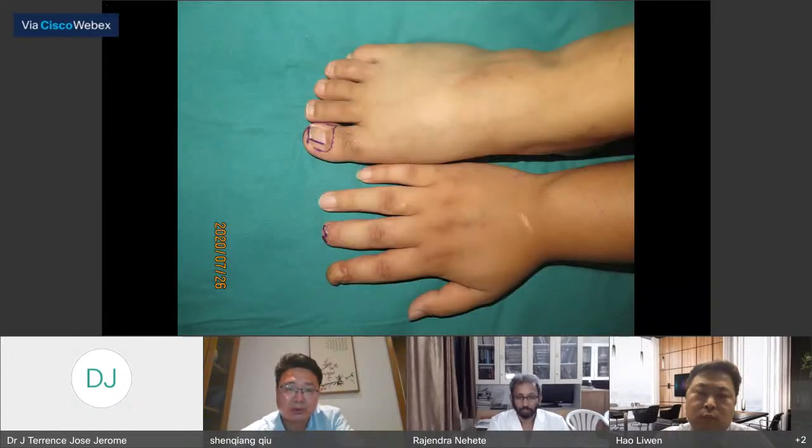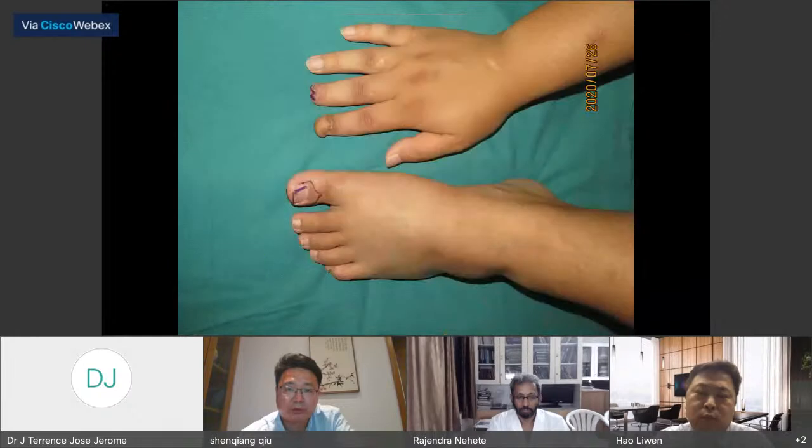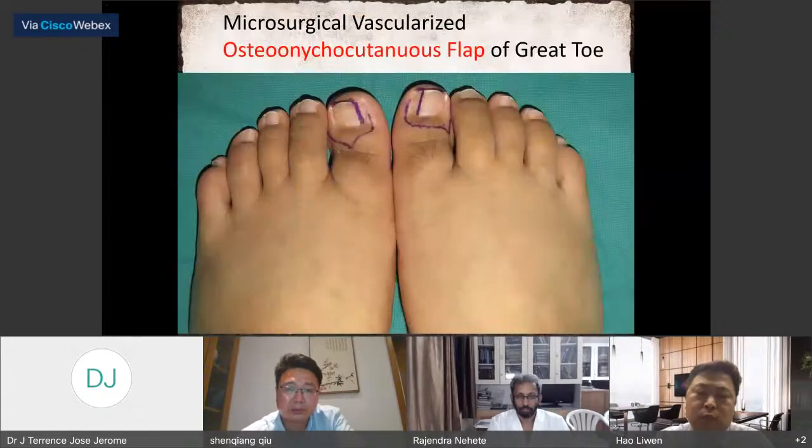Donor side is the big toe of both feet. Index finger, the opposite big toe. Middle finger, lateral big toe. This is the pre-operative design.